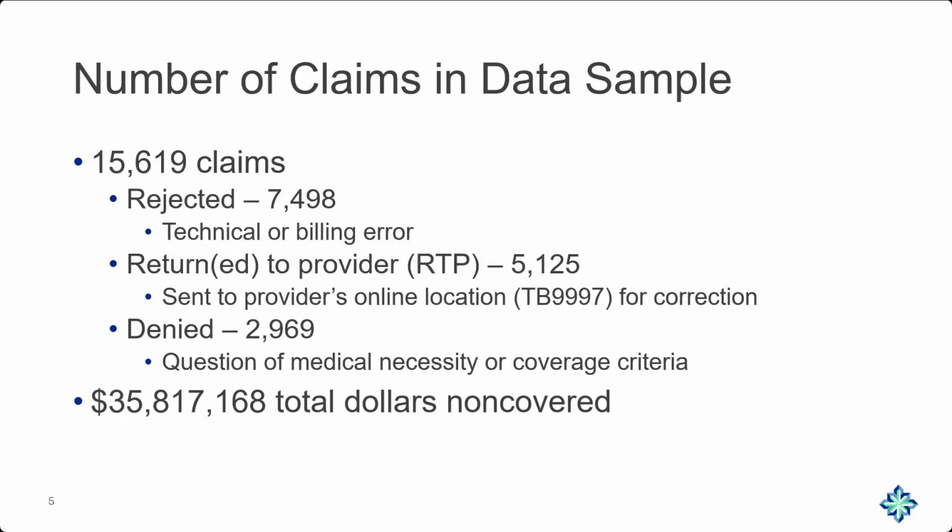And then lastly, there were 2,969 claims that were denied. The term denied in FIS terms is for some question of medical necessity or some coverage criteria, something that's more clinical in nature.